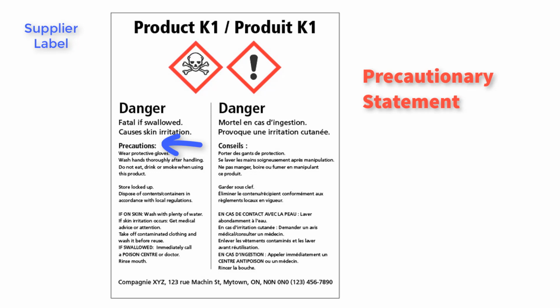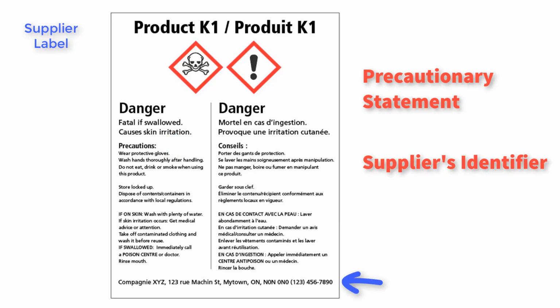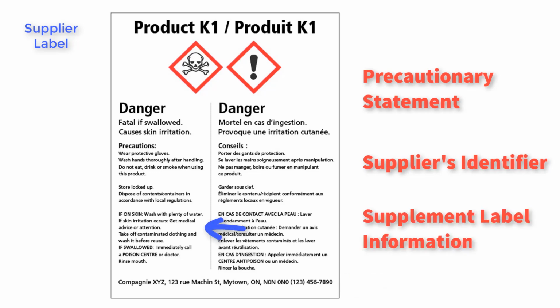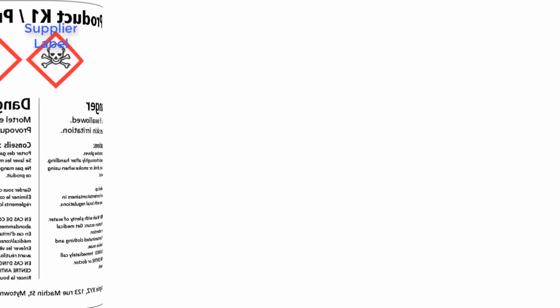Precautionary statement, standardized phrases used to describe measures to be taken when using or being exposed to the product. Supplier's identifier. This is the name, address, and telephone number of the supplier, usually located at the bottom of the labels. And supplement label information are additional details based on the classification of the product.